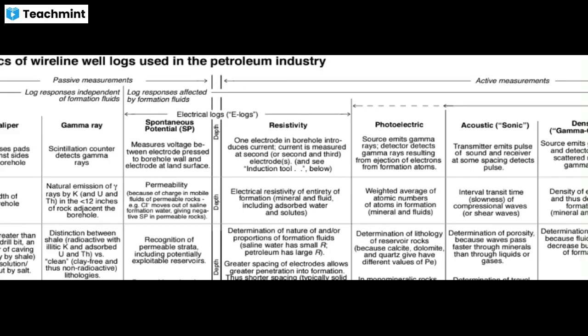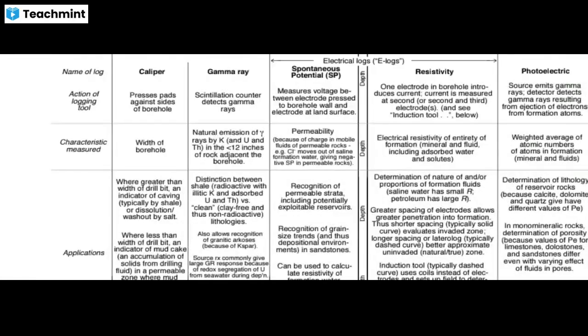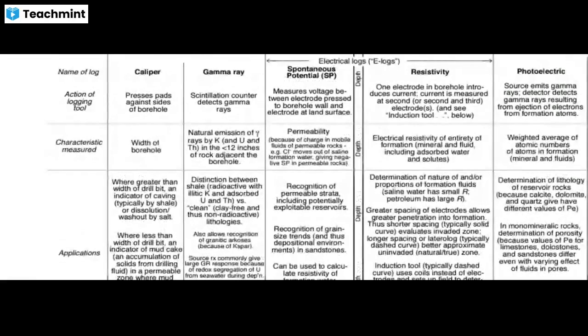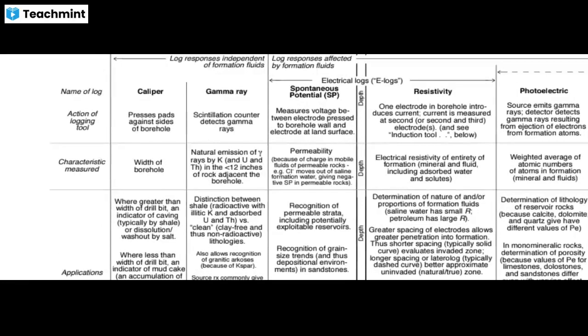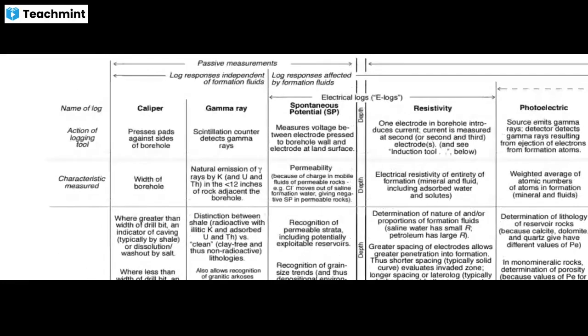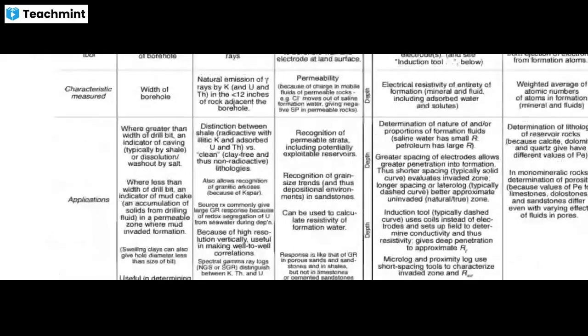Similarly, you can see the characteristics measured, that is the width of the borehole, then natural emission of gamma rays, which is less than 12 inches of the rock properties, log adjacent to the borehole. Next is permeability, log response affected by the formation permeability, etc. And also in the electric logs, E-logs, it is shown between all the measured characteristics, that is resistivity, then characteristics measured, etc. for all these logs. And the applications.